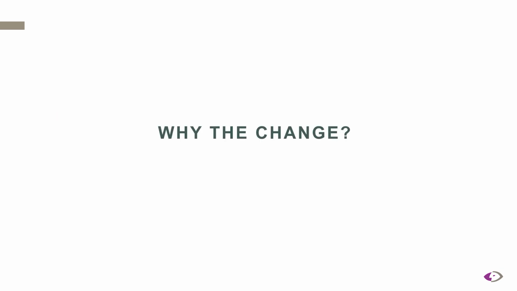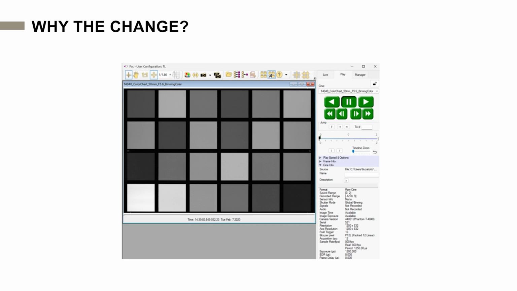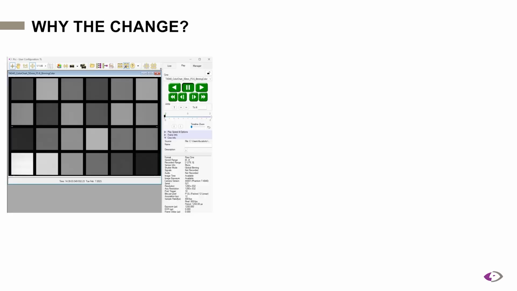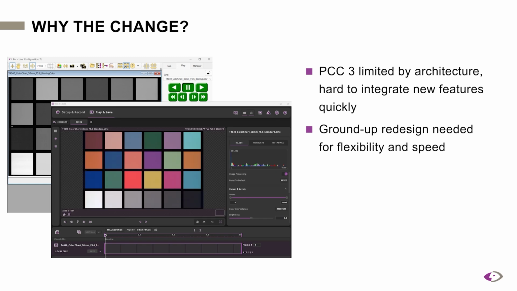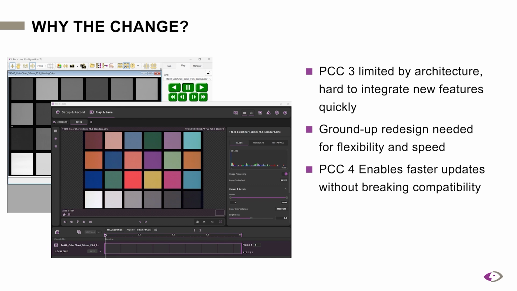Before diving in, let's talk about why we developed the software. So PCC3 has been a reliable platform for years, but as high-speed applications expanded and user needs evolved, updates became essential. However, the underlying architecture of PCC3 made it increasingly difficult to keep pace with functional updates and growing feature requests. To deliver new capabilities faster and more reliably, we needed a ground-up redesign, a platform built for flexibility, scalability, and speed. PCC4 provides that foundation, enabling us to release enhancements without compromising stability.